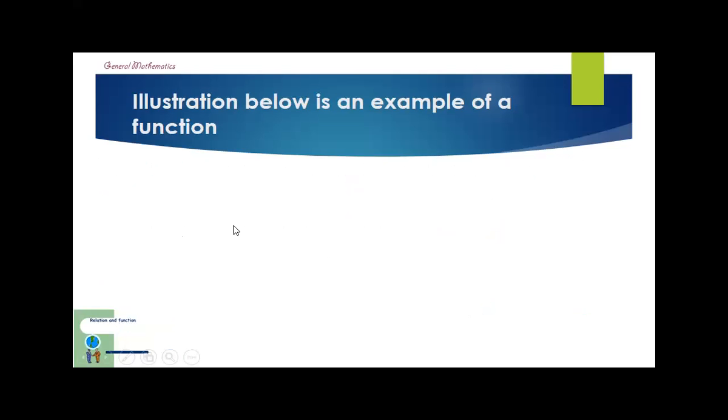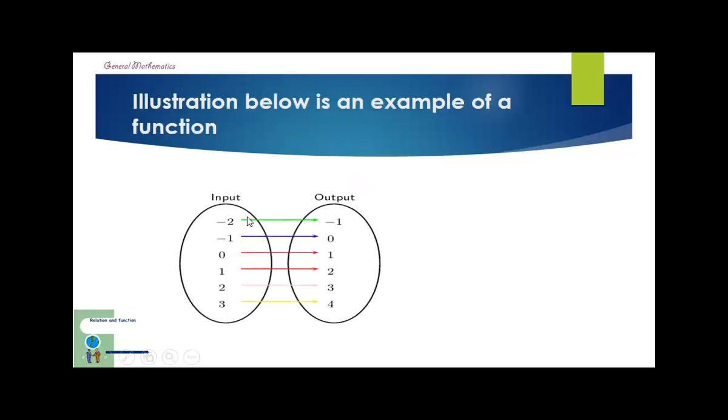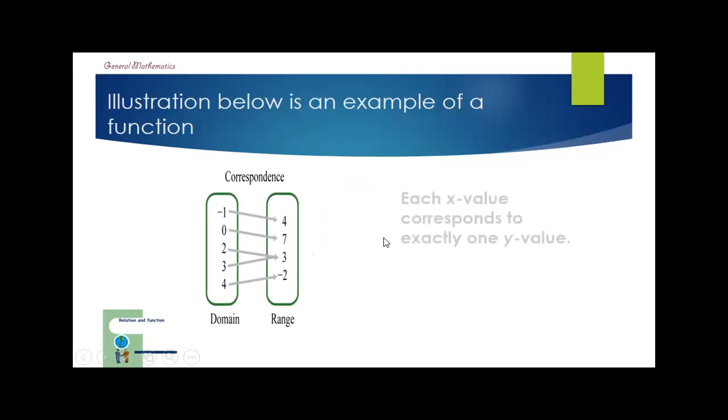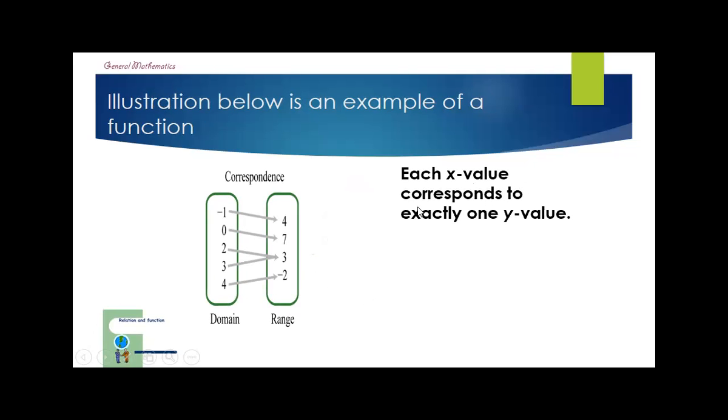Okay, so the first illustration is a function because each x value corresponds to exactly one y value. So it is a 1-to-1 correspondence. Okay, next, still a function because each x value corresponds to exactly one y value. Even though we have numbers 2 and 3 in the domain, they correspond to exactly one y value, which is number 3.